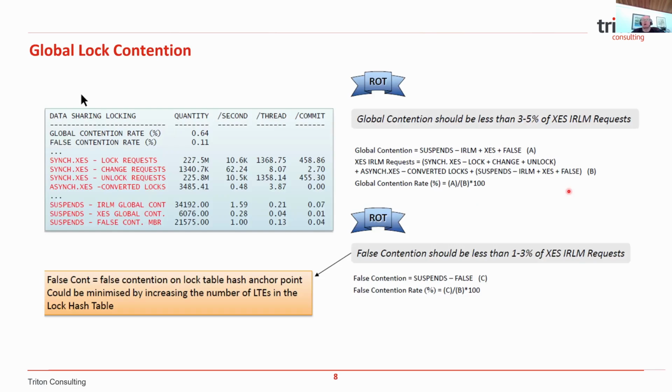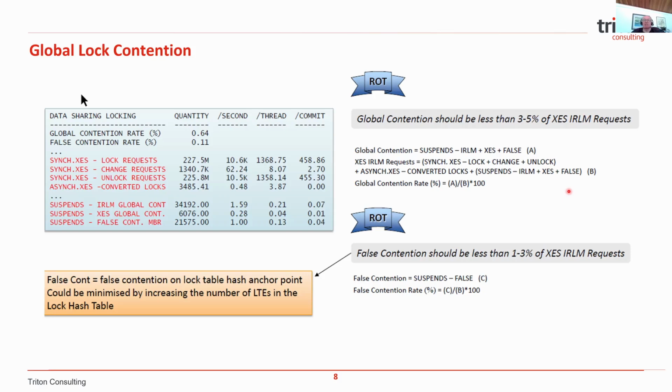So let's now move on to global lock contention. And bear in mind, I'm trying to net this down so it's easily consumable for you. In the top left-hand side here is an extract from the data sharing locking section of an OMPE report. I've highlighted the key fields: the number of lock, change, and unlock requests, the number of requests that were converted to go async for whatever reason, and then the number of suspensions.